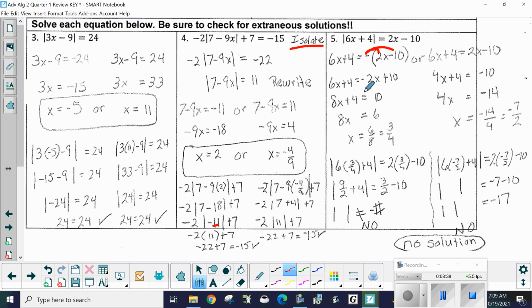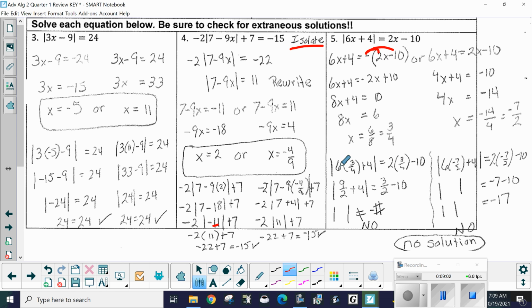I continue with solving. I'm going to add 2x to both sides to get 8x plus 4 is equal to 10. Now I subtract the 4 from both sides. 8x is equal to 6. Divide both sides by 8. X is equal to 6/8, which reduces to 3/4. I check this answer. I plug it in here and here into both x's.